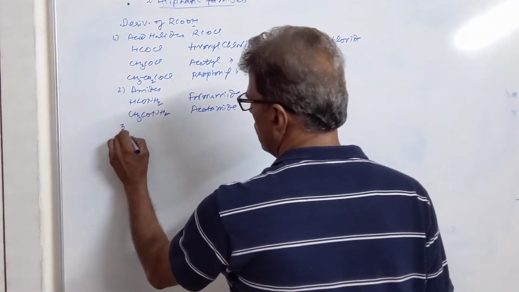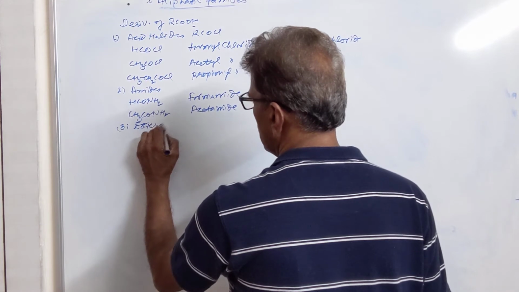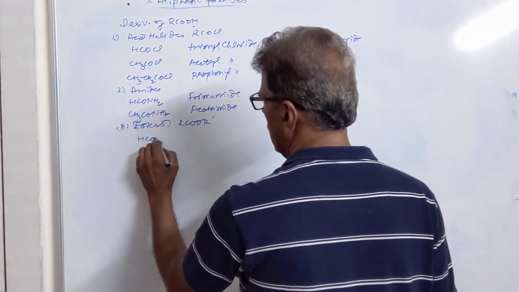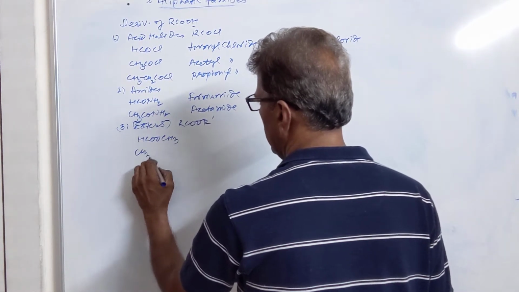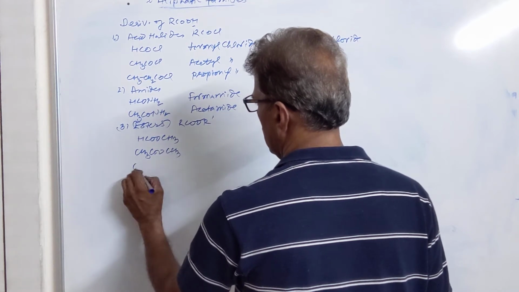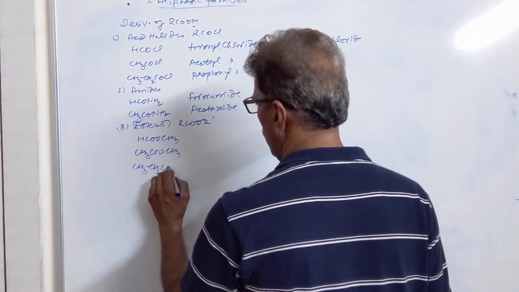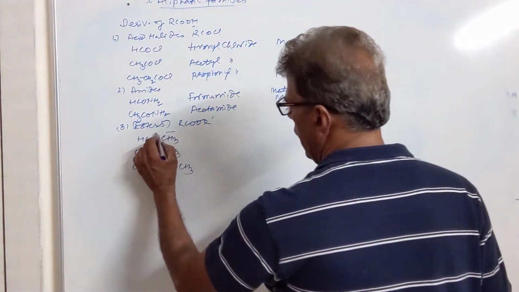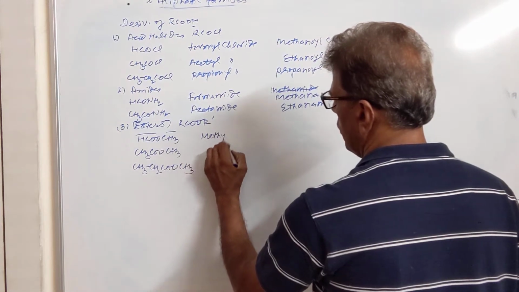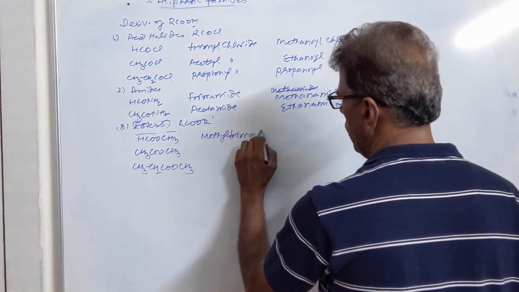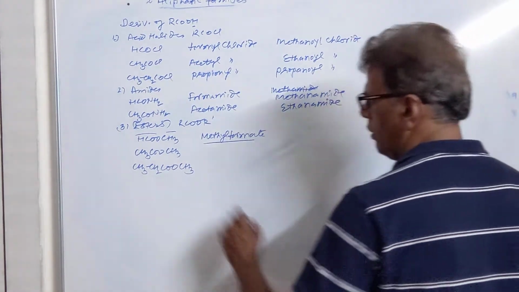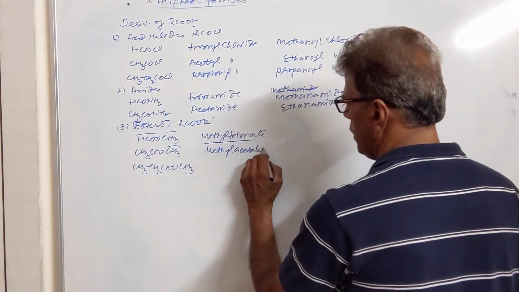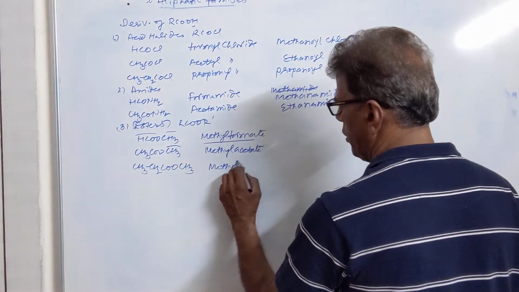Then we have third class, esters. They are RCOOR', HCOOCH3, CH3COOCH3, CH3CH2COOCH3. Now this is methyl formate. Alkyl group is named first, followed by carboxylic acid part. This is again methyl acetate, derivative of acetic acid. This is methyl propionate.